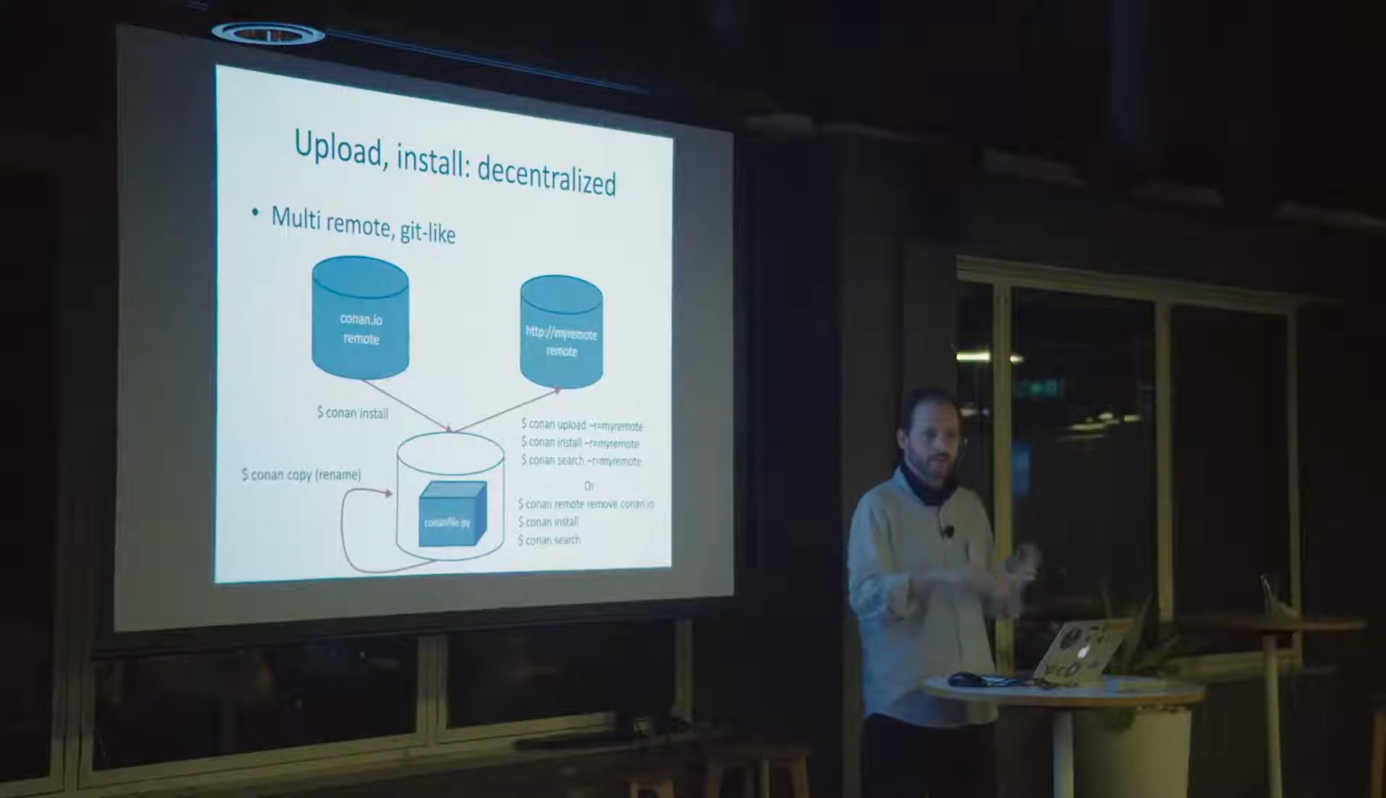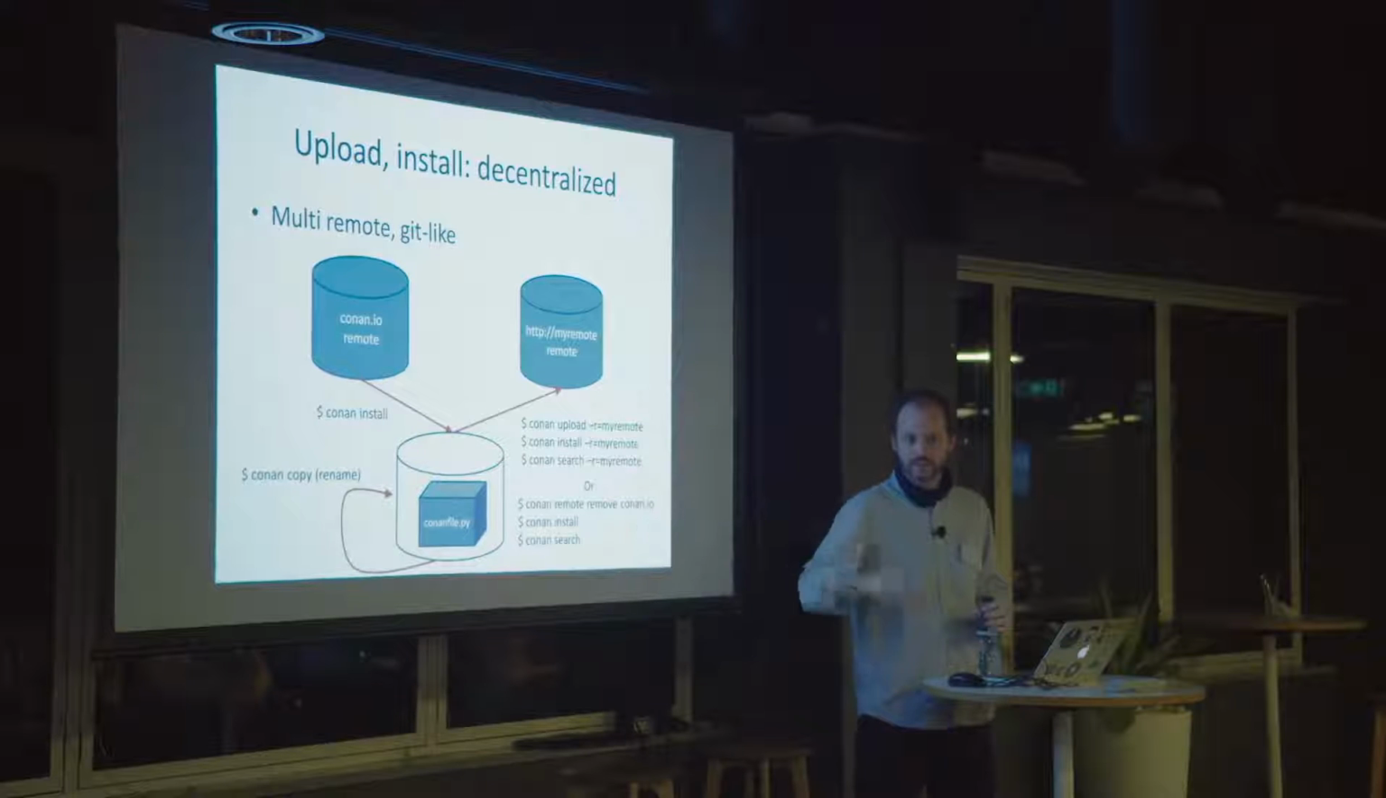So the typical workflow will be like this. You can get the packages and route them to a different remote, and remove remotes if you want, add new remotes. The syntax actually is like the Git one. It's conan remote add origin URL.